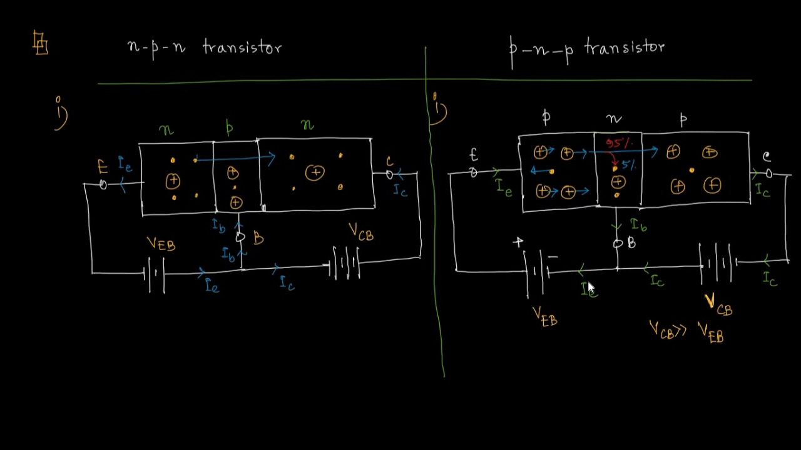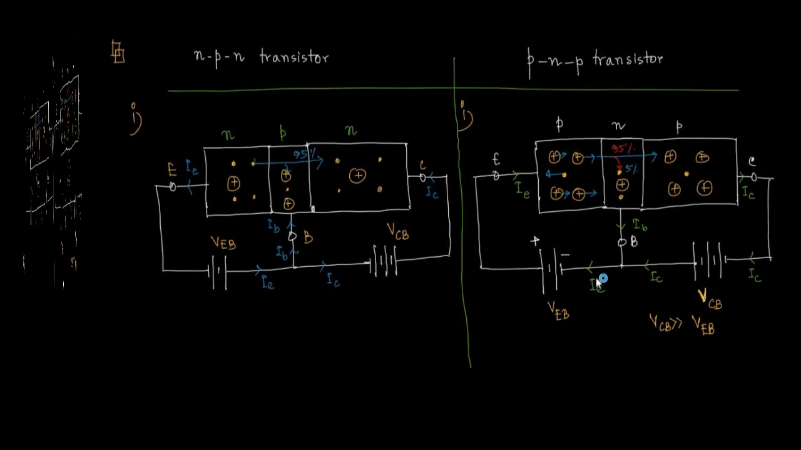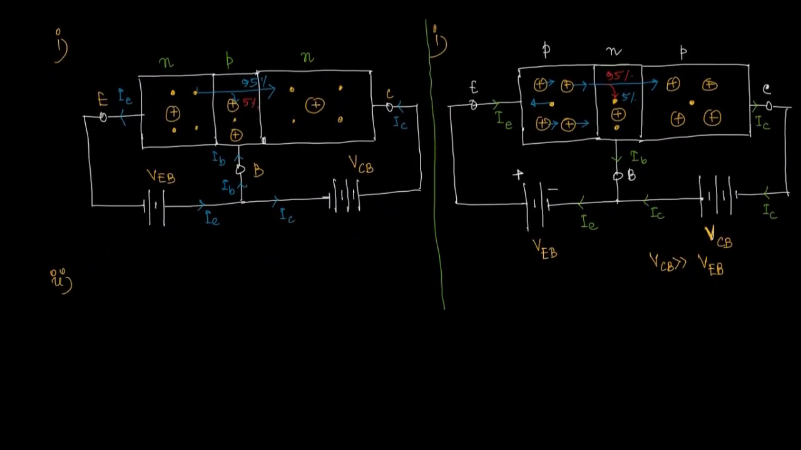On the left hand side we can denote that conduction electrons, that is majority charge carriers, 95% of conduction electrons migrating from emitter will pass over to collector through the base, and 5% will remain in the base.